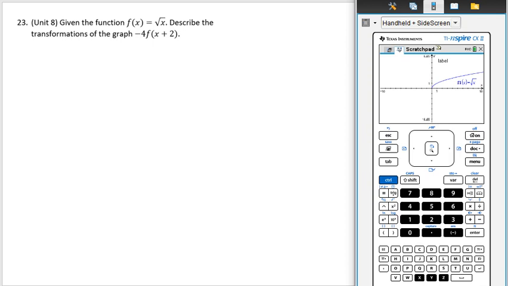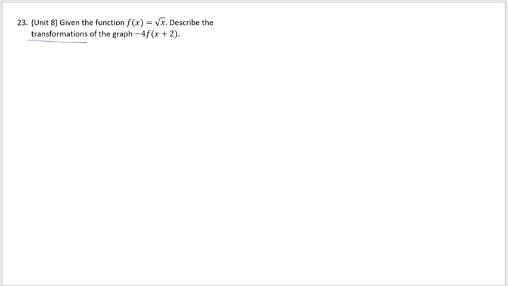In this question, you're being asked to describe the transformations that these numbers will do to this parent function of f of x equals square root of x. Graphing this will immediately show you what the transformed version will be, but I just want to remind you what the basics are.